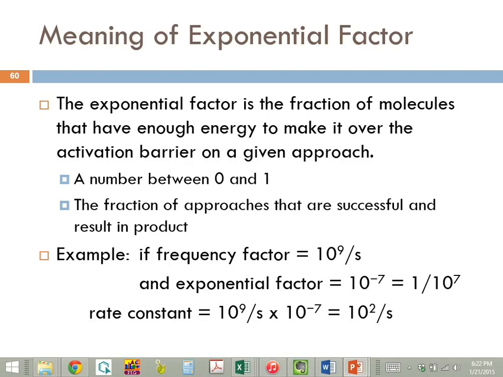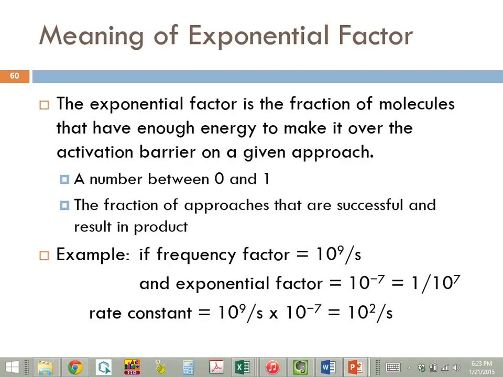So the book gives an example. If the frequency factor is 10 to the 9th per second, that means that nitrogen-carbon thing is wagging back and forth. It's starting to rotate 10 to the 9th times in 1 second. That's really fast, right? You wouldn't even be able to see that. But not every one of those wags is going to have enough energy to actually complete the reaction. So the exponential factor, say, is 10 to the minus 7. What that means is 1 in 10 to the 7th wags has enough energy to get over the barrier.